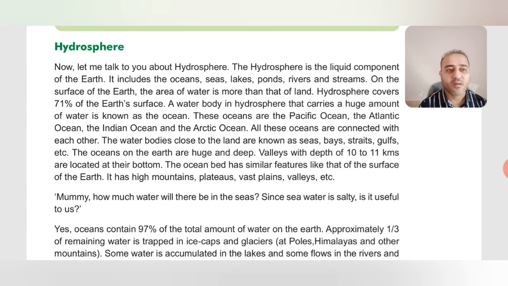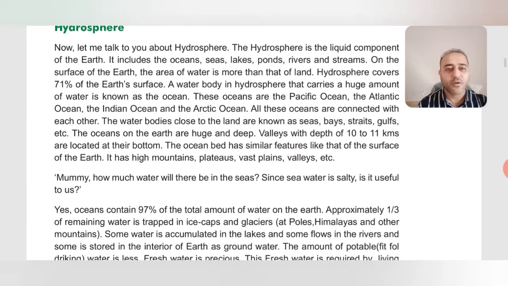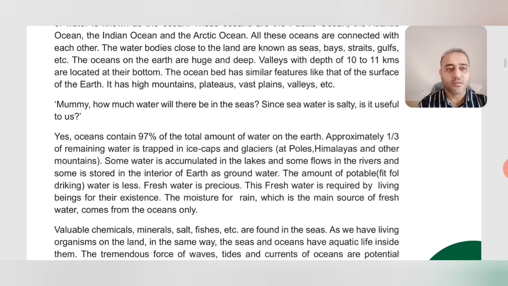Okay. Now, in the next paragraph, again Dhanvin asks, Mummy, how much water will there be in the seas? Since sea water is salty, is it useful to us? So here the mother says, yes, oceans contain 97% of the total amount of water on the earth.